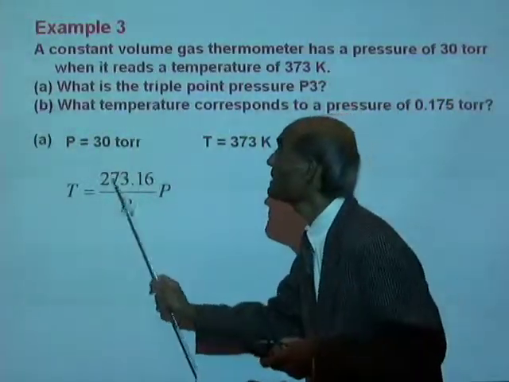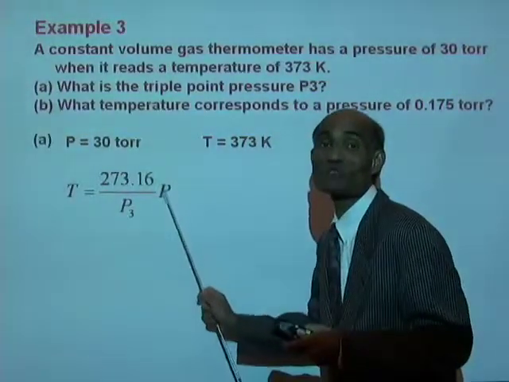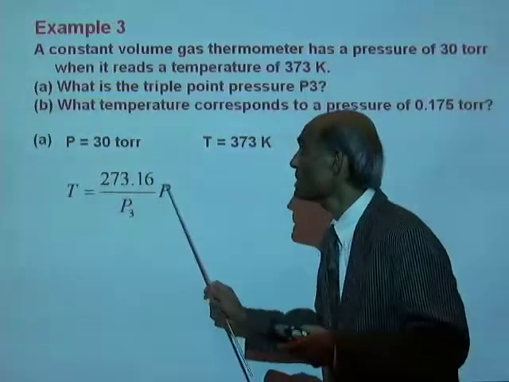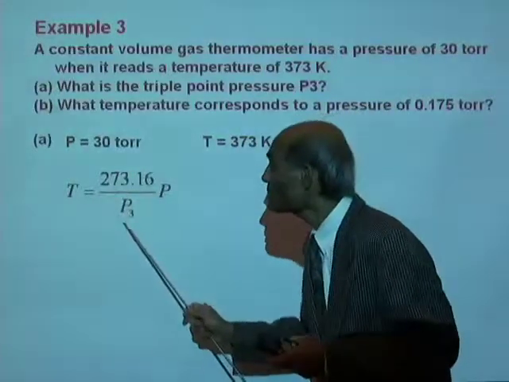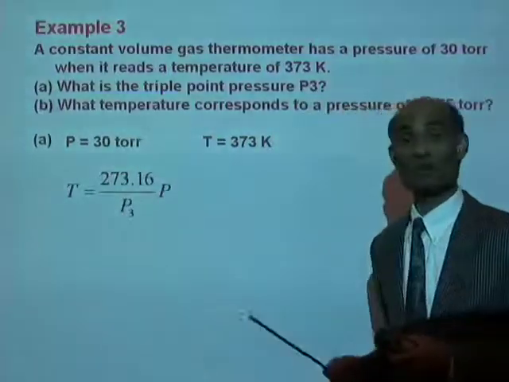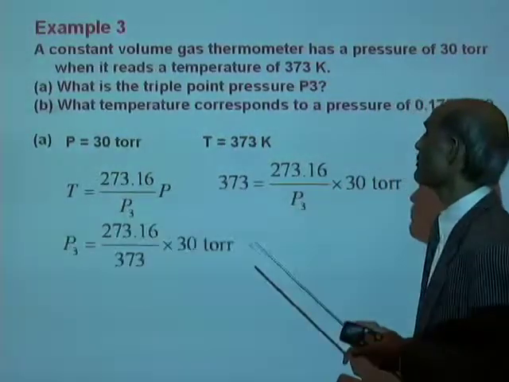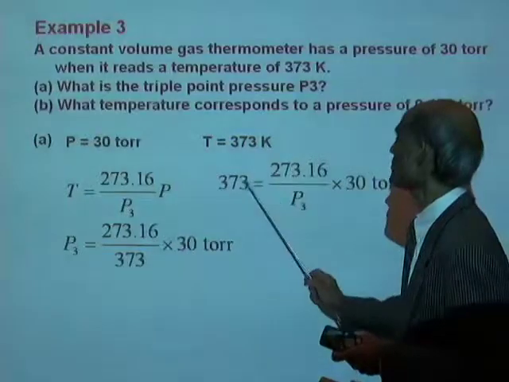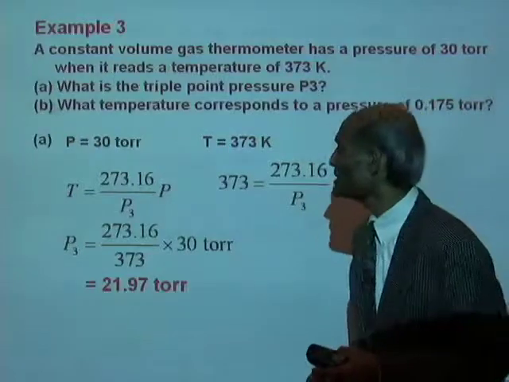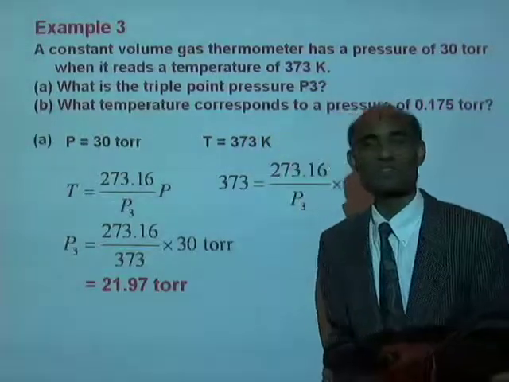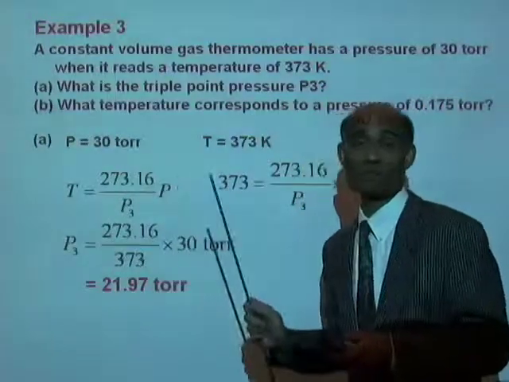Now, you have been given a temperature and the corresponding pressure. When the pressure is P, the temperature is T. We know those two values. Can you therefore find P3? Yes, of course. So, put in the values there. P3 equals 273 divided by 373 times 30, and that is 21.97 torr, the triple point pressure.